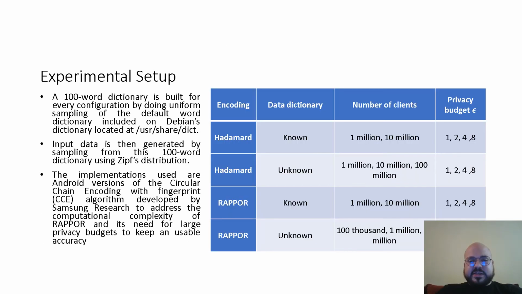We are using a version of the algorithms with an extra step called circular chain encoding with fingerprint, developed by Samsung Research, to address the computational complexity of Rapport and its need for large privacy budgets.